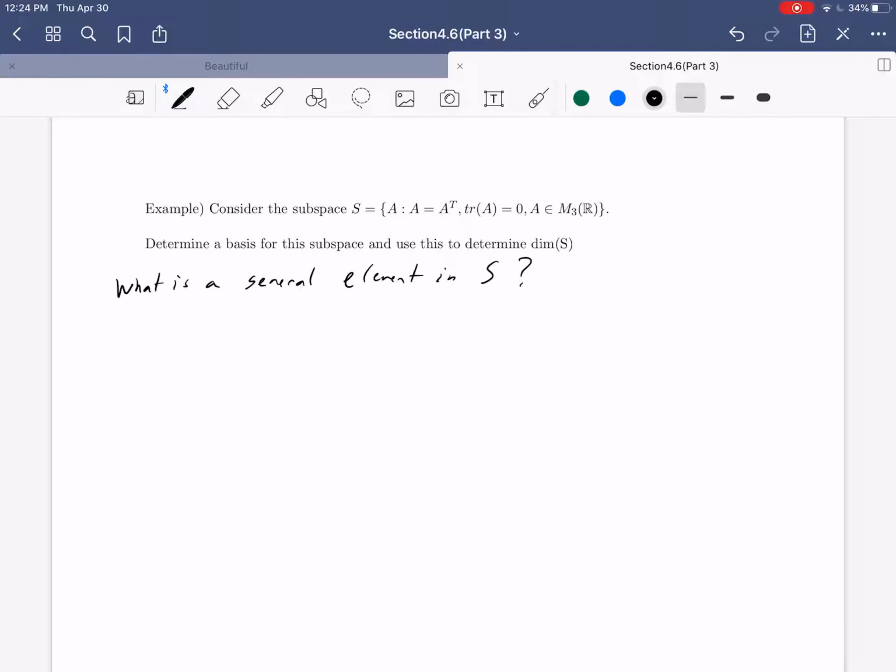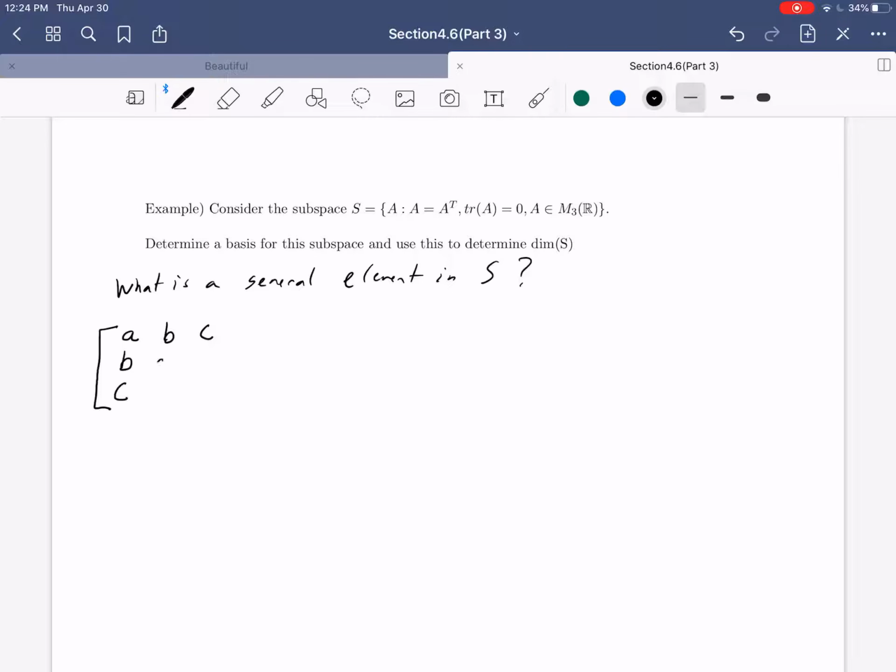So if we think about an element in there, it's going to be 3 by 3, and we have to make sure that we satisfy these properties: that it's symmetric and that its trace is 0. So we could put anything we like in the 1, 1 component. And we could put anything we like in the 1, 2 component, but of course, whatever we put here immediately also has to be placed here. We can put whatever we like in the 1, 3 component, but then of course we have to place that here to guarantee that it's symmetric.